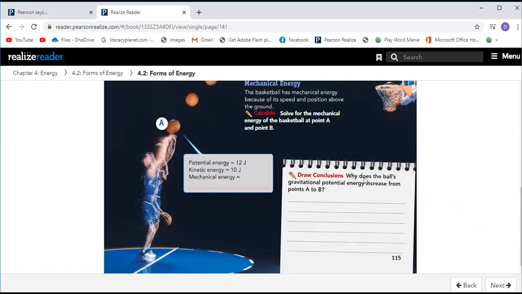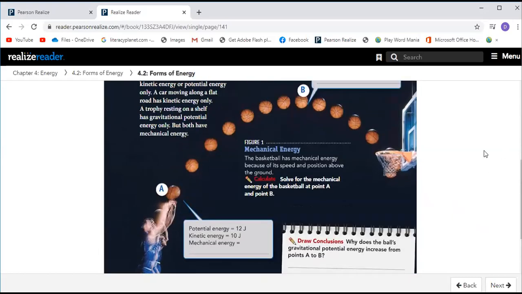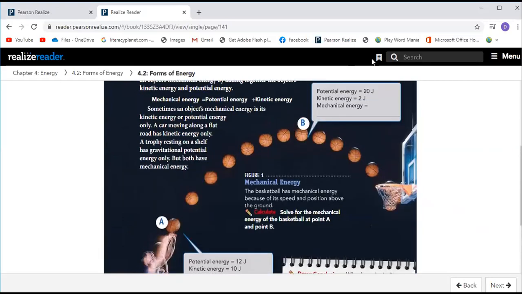Let's draw conclusions. Why does the ball's gravitational potential energy increase from point A to B? Who can tell me? The ball's gravitational potential energy increases. It was 12 joules, then it becomes 20 joules. Why? Because what increases?